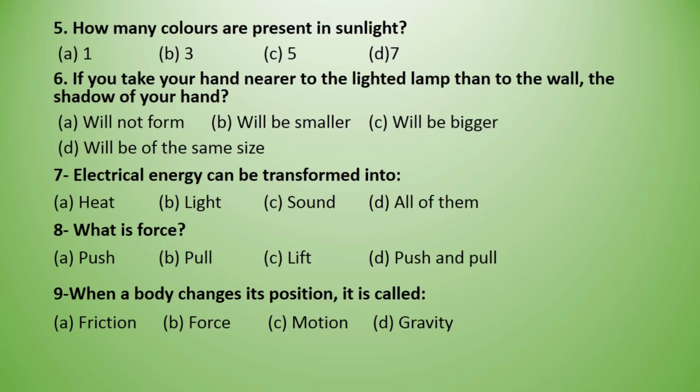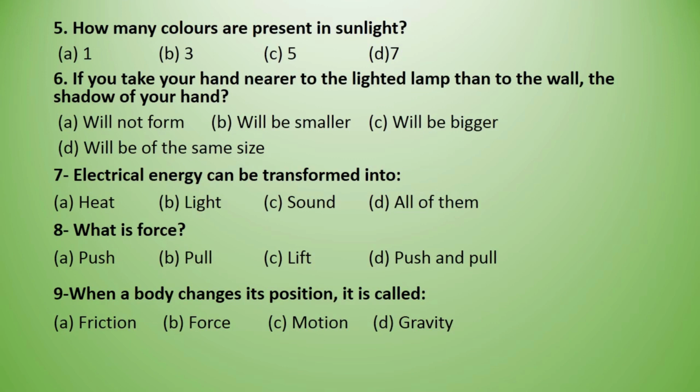6. If you take your hand nearer to the lighted lamp than to the wall, the shadow of your hand A. will not form, B. will be smaller, C. will be bigger, D. will be of the same size. Answer is B. will be smaller. 7. Electrical energy can be transformed into A. heat, B. light, C. sound, D. all of them. Answer is D. all of them.